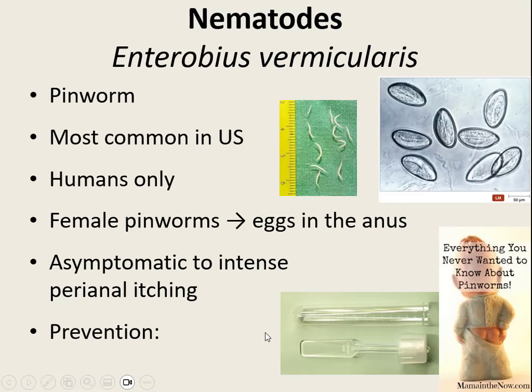The next of our nematodes is Enterobius vermicularis. It's a pinworm, so it's very skinny, very tiny, and thin, like a pin. It is the most common in the United States. There are about 40 million cases in the United States a year. Humans are the only host, so it is spread fecal-oral, human to human fecal-oral.